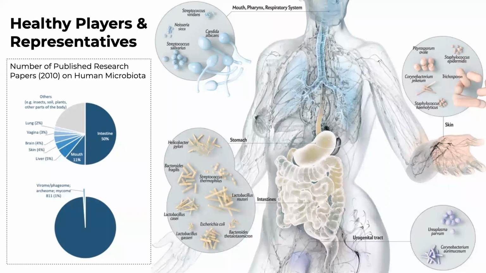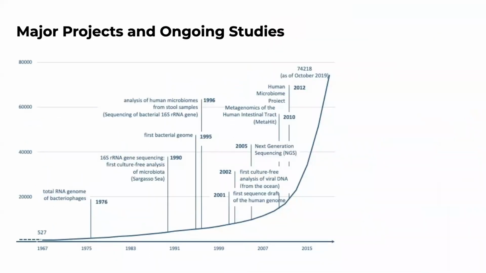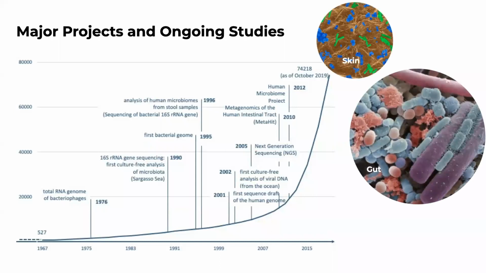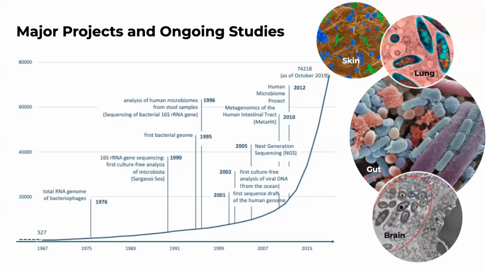These properties and the genomic information about microorganisms have been of growing interest to the scientific community, resulting in a total of over 80,000 publications. The majority of these studies have been focused on the intestinal microbiome. But since the 1990s, microbiome studies were significantly advanced through such major initiatives as the Metagenomics of the Human Intestinal Tract and the subsequent Human Microbiome Project.